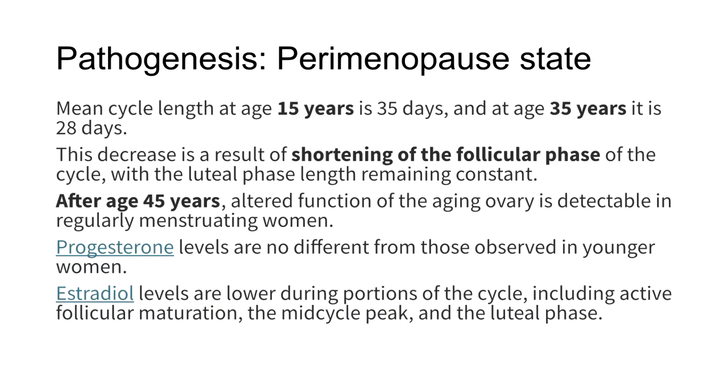Also, the luteal phase length will remain constant, but after 45 years, the ovary starts aging and the woman starts having irregularity of menstruations. Progesterone levels may stay without difference from those observed in younger patients, but estradiol levels are going to be lower during the follicular maturation of the ovaries, during the mid-cycle peak, and also during the luteal phase.